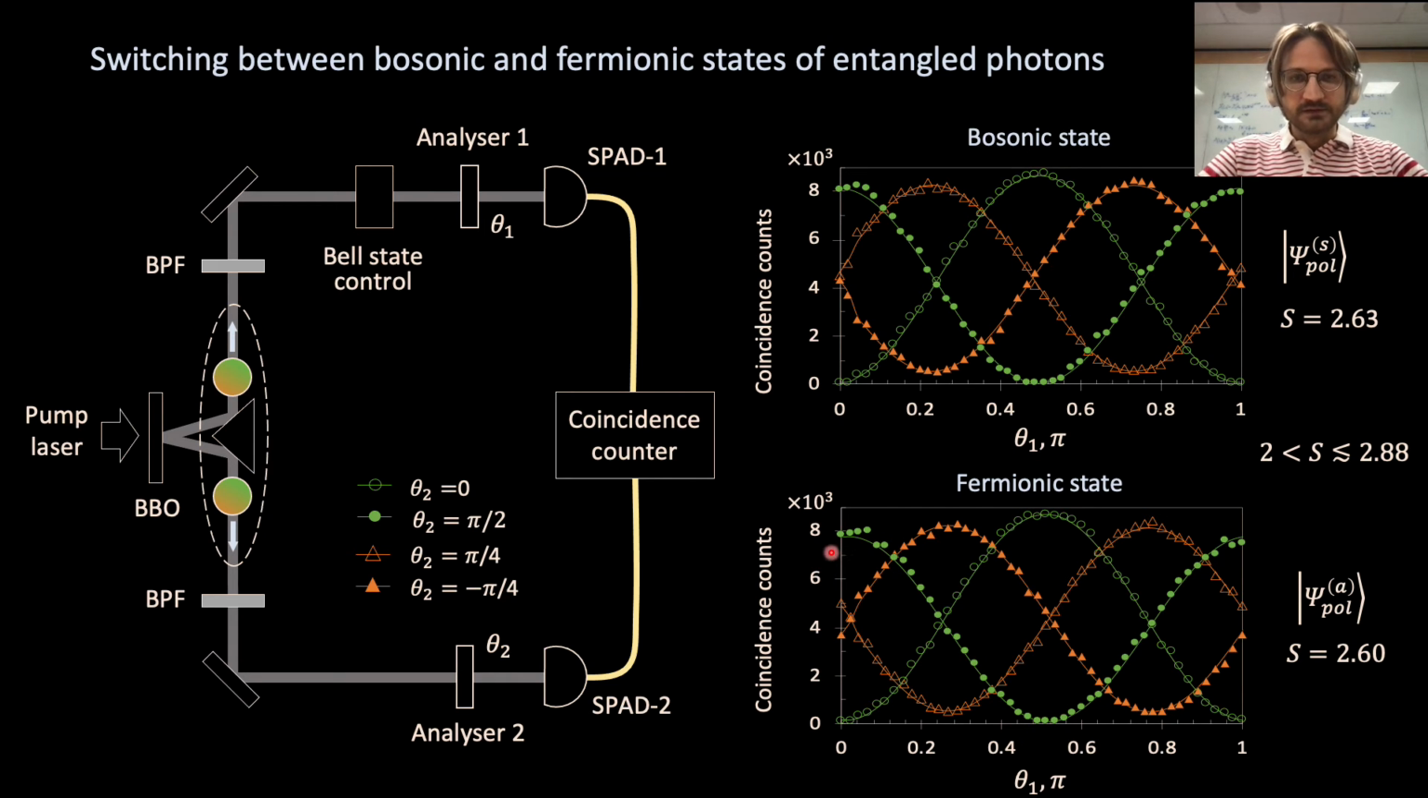And as you can see, the correlations in horizontal and vertical basis are exactly the same, as it should be for bosonic and fermionic states, but correlations in the diagonal and anti-diagonal basis are opposite. And again, from this measurement we extract the Bell parameter, which is 2.6 for this state.